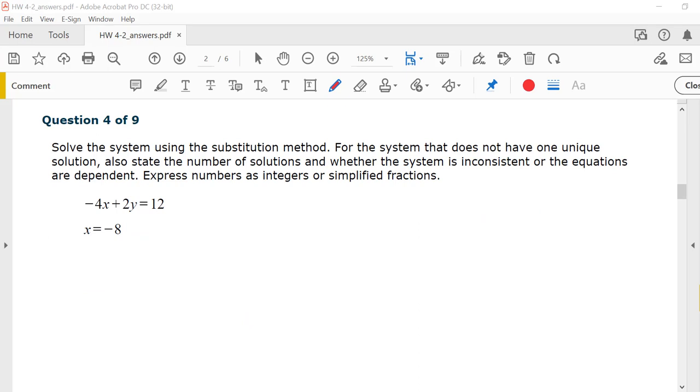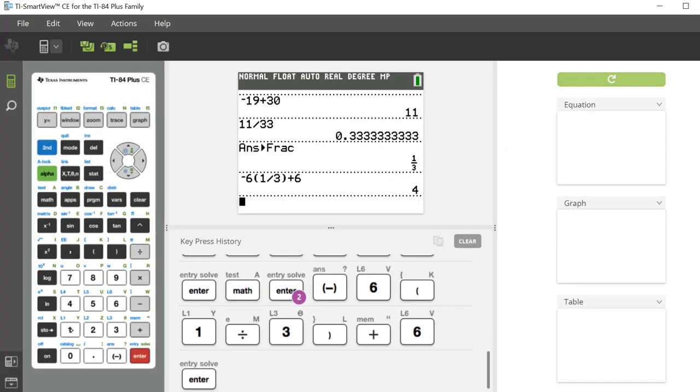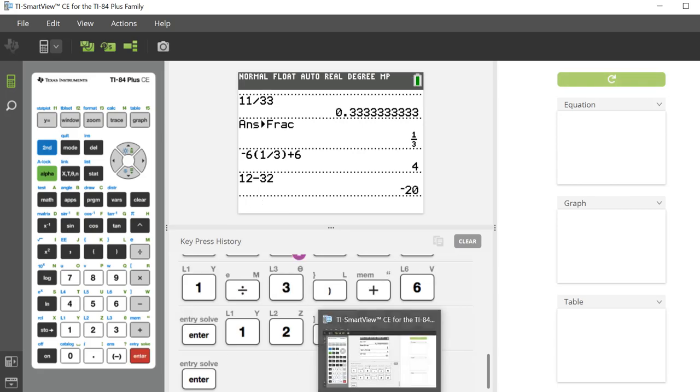Question 4, solve the system. Okay, this one isolates the x. It tells me x is negative 8. I'm going to plug that into the first equation. So I get negative 4 times x, which is negative 8, plus 2y equal to 12. Negative 4 times negative 8 is 32, plus 2y equals 12. Subtracting 32 from both sides, 2y is equal to 12 minus 32, which is negative 20.